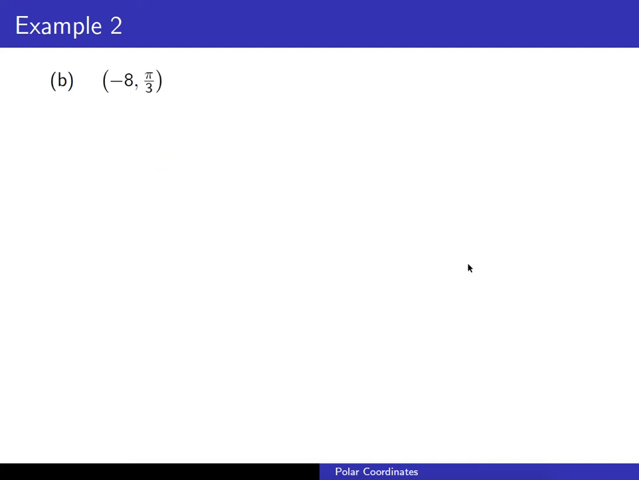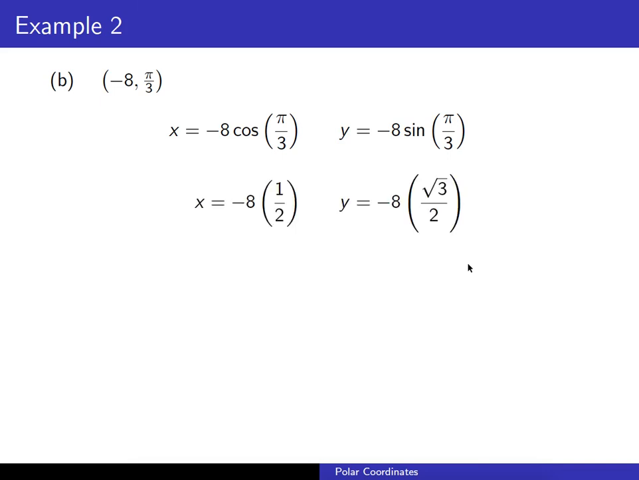All right, next example: we have the point (-8, pi over 3). The x coordinate is going to equal negative 8 times the cosine of pi over 3, and our y coordinate is going to equal negative 8 times the sine of pi over 3. Cosine of pi over 3 is a half, so negative 8 times a half for x. Sine of pi over 3 is square root of 3 over 2, so negative 8 times the square root of 3 over 2 for y.